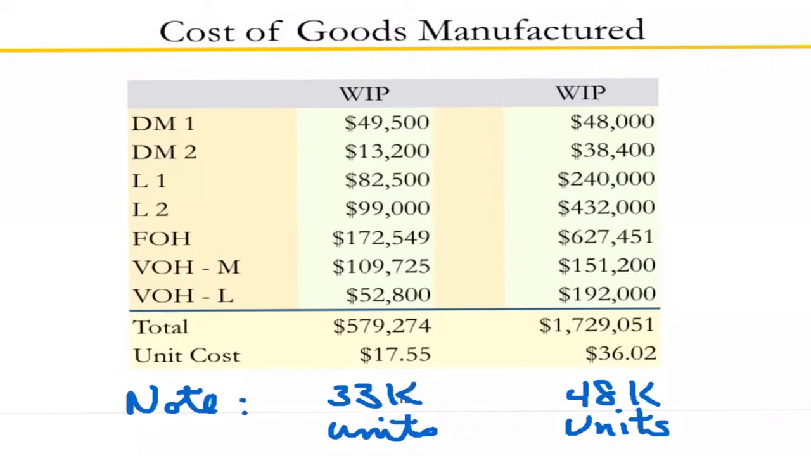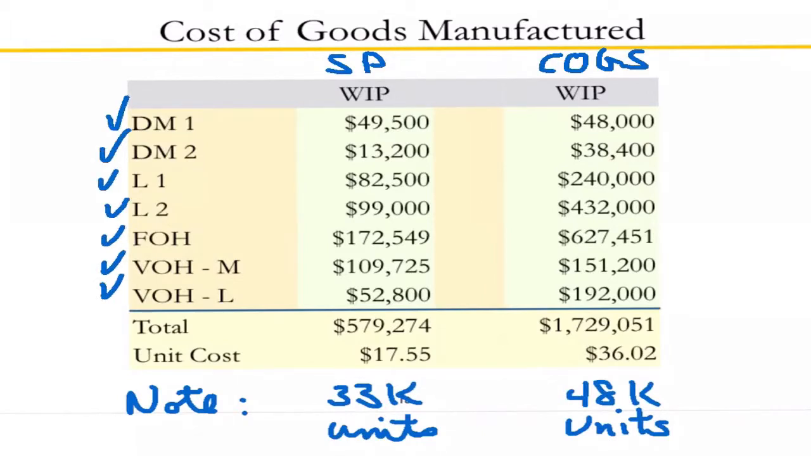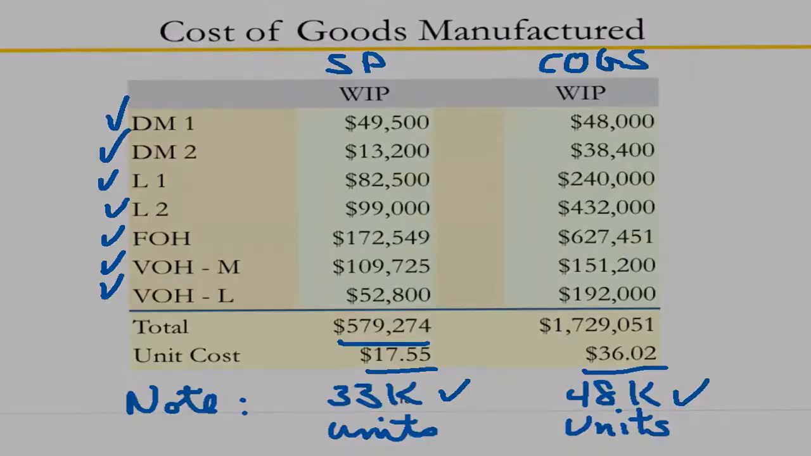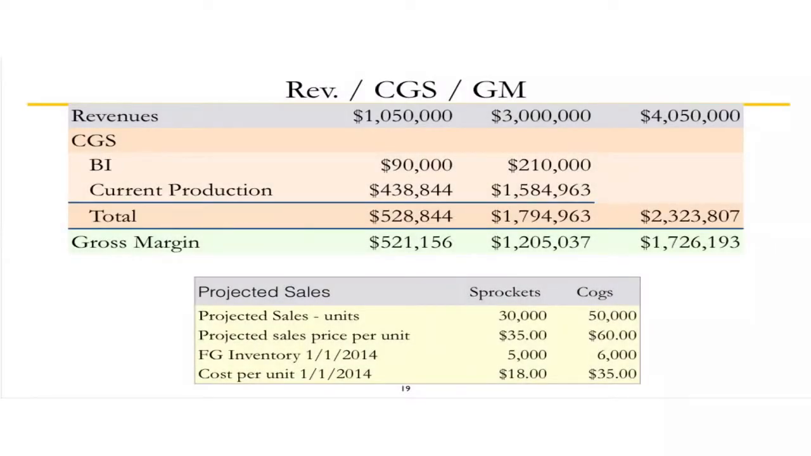The problem is slightly simplified by the fact that there's no beginning or ending work in process inventory. Here are all of the costs for the sprockets, and then over here for the cogs. And essentially I've gone through all of our budgets, materials, labor, fixed overhead, variable overhead, summed everything up, and then divided by the number of units produced, which is 33,000 in the case of sprockets and 48,000 in the case of cogs. This gives us a unit cost of $17.55 for sprockets, $36.02 for cogs.